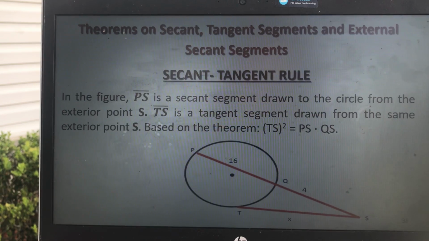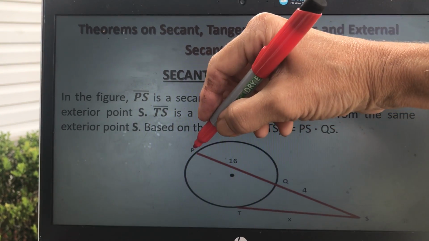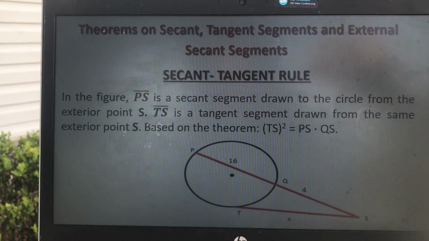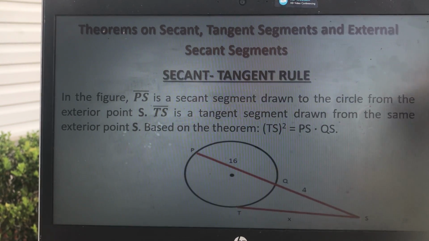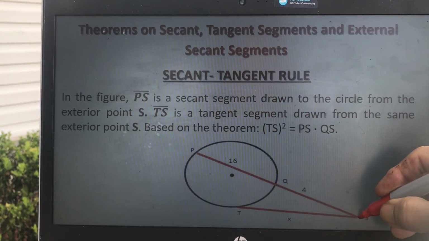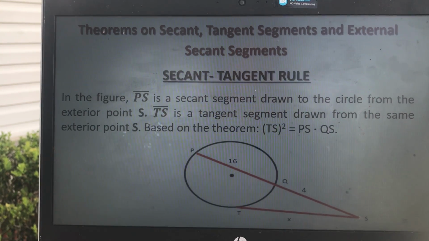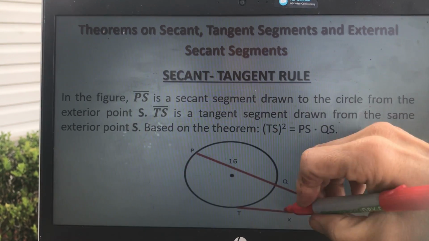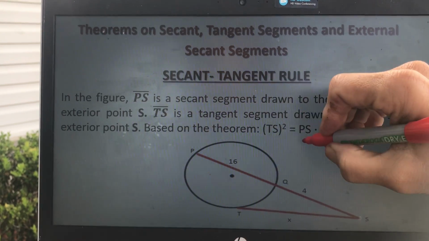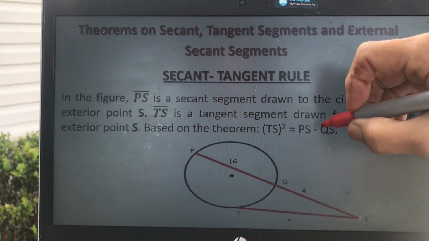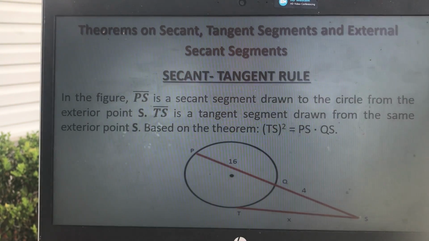So it all boils down to your circle, to your secant segment, which in this case is PN, and your tangent segment in this case, which is what? Line segment TS. So you have a secant and you have a tangent, and they both meet at the exterior of the circle exactly at point S, which would be their point of intersection. So your secant tangent rule simply tells you that the square of the distance of TS, which is the tangent segment right here, is going to be equal to the distance of your secant, which is PS, times its external segment, which is QS.